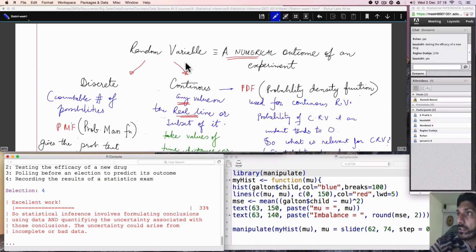See, I'm saying I'm tossing a coin. So I can only get a heads or a tails. So where is the random variable coming into the picture? Because I'm defining that my random variable is a numerical outcome of an experiment. My experiment was tossing the coin. How do I fix it up?